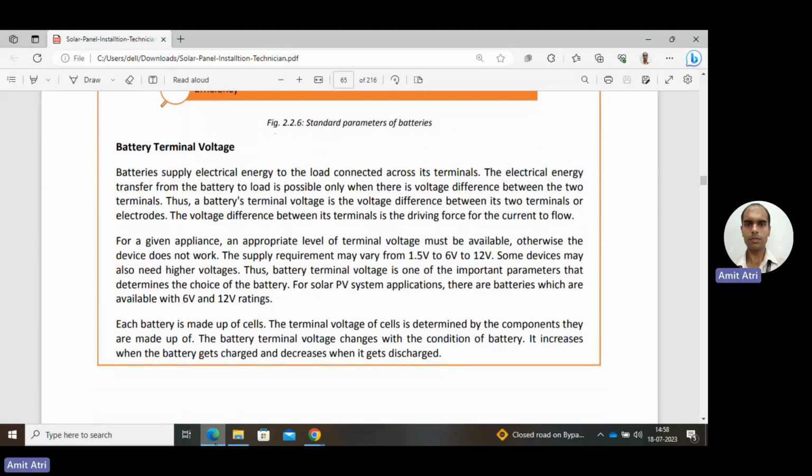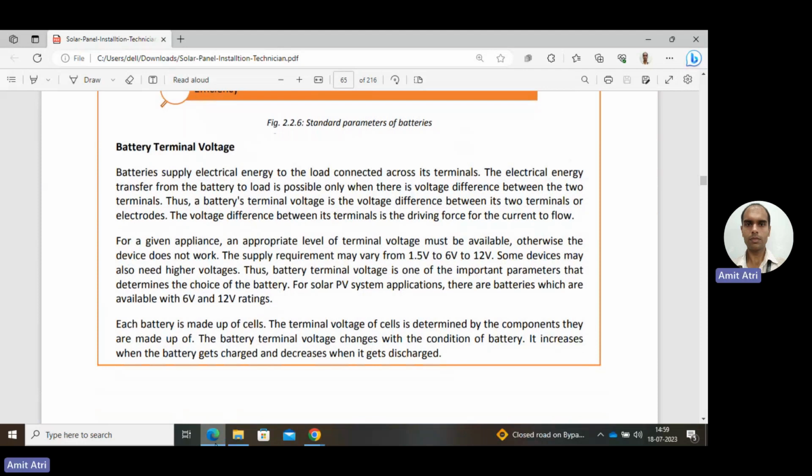The battery terminal voltage. Whatever load is connected with the terminals, the energy is supplied to the load. The electric energy transfer from battery to load is possible only when there is a voltage difference between the two terminals. Thus, the battery terminal voltage is the voltage difference between the two terminals, the positive and negative terminals, cathode and anode. And this causes the current flow in the load.